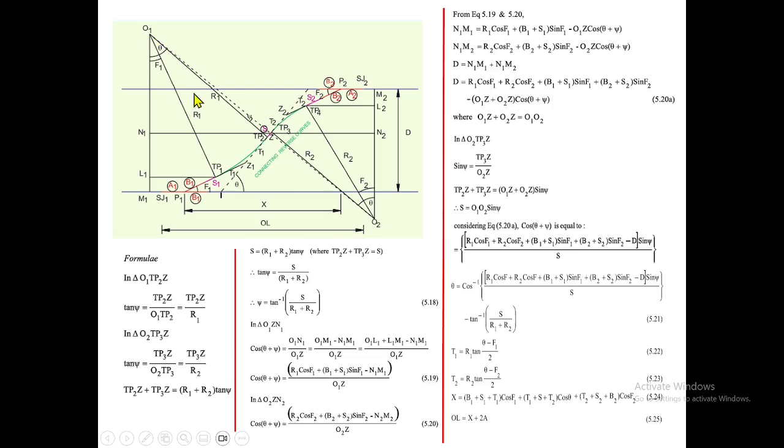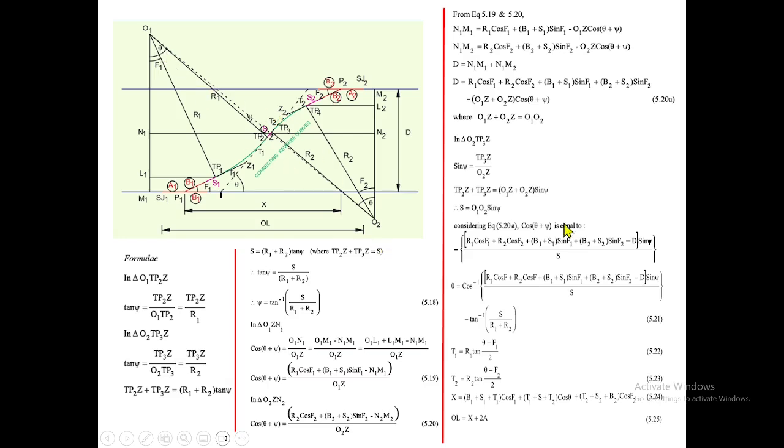Okay, this total length, that is O1 O2 actually. So this we are getting. How can we use this psi formula? Here we take sin psi equal to TP3 Z divided by O2 Z, like that.